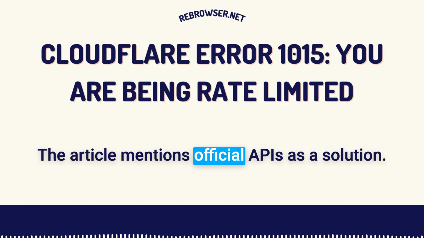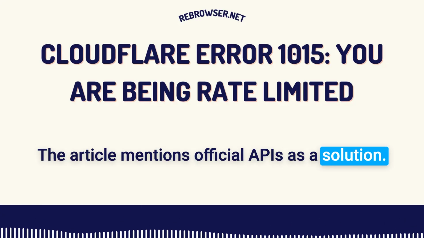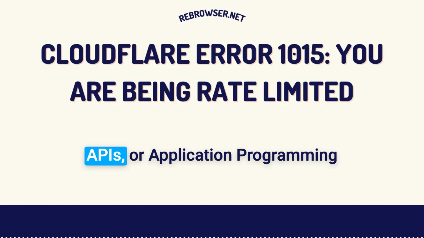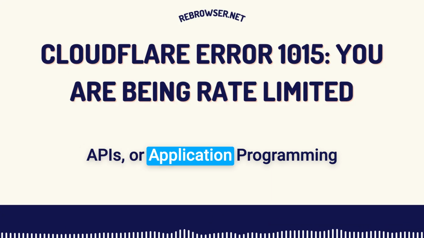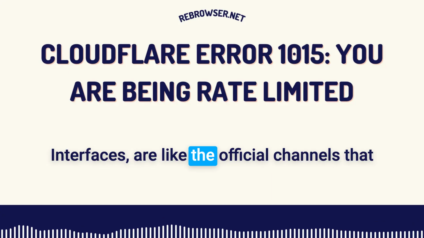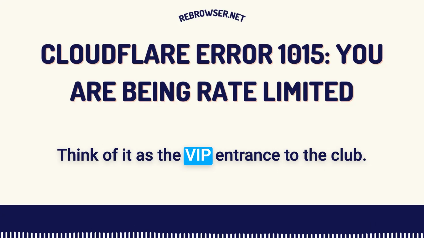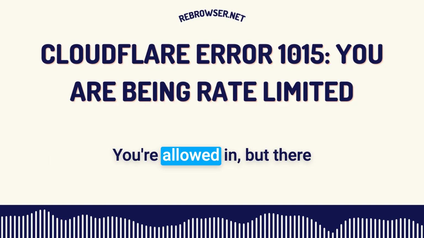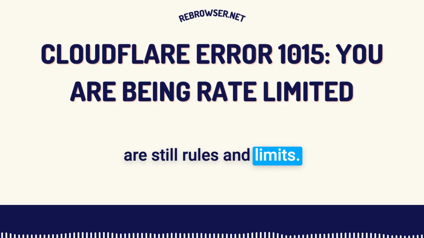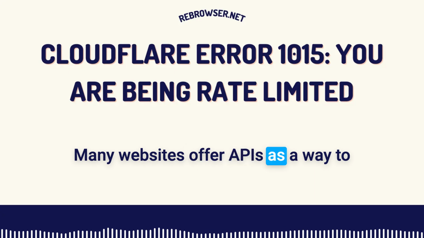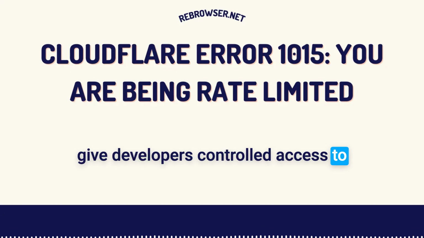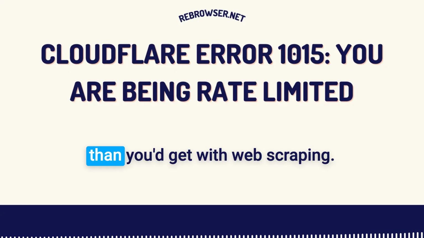The article mentions official APIs as a solution. What are those? APIs, or application programming interfaces, are like the official channels that websites provide for accessing their data. Think of it as the VIP entrance to the club. You're allowed in, but there are still rules and limits. Many websites offer APIs as a way to give developers controlled access to their data, often with higher rate limits than you'd get with web scraping.